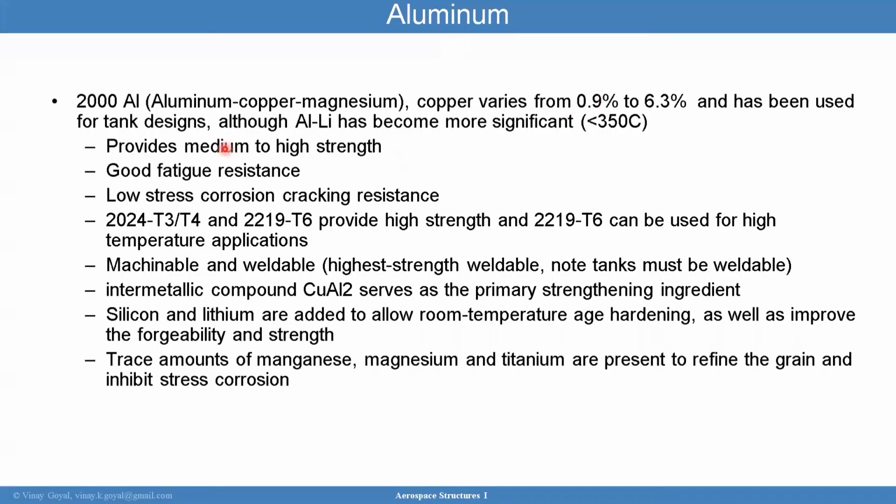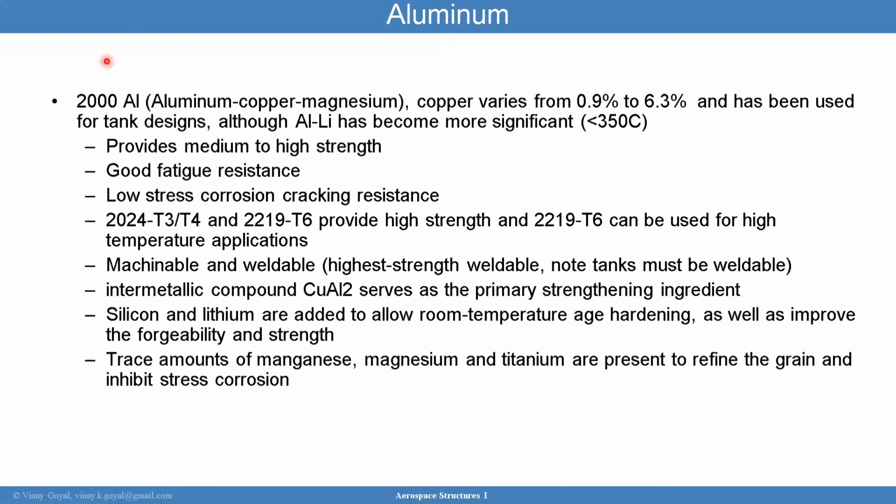So aluminum copper varies. The 2001 has a copper ingredient of 0.9% to 6.3%, and there are people looking at aluminum lithium. Typically, you want to keep the temperatures less than 350 degrees C. It provides medium to high strength, has good fatigue resistance, and has low stress corrosion cracking resistance. These two materials with these particular tempers provide you high strength and can be used for high temperature applications. You have to modify them with the temper, with the heat treat, to get that higher performance. But it may be more expensive.